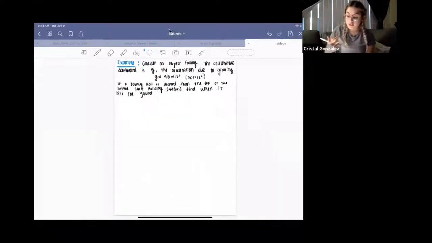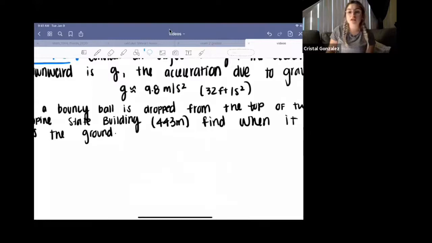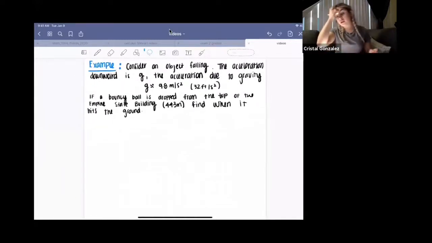And this is equal to, so I'm not sure if they put this in your textbook or not, but you should know this for your records, that gravity is approximately 9.8 meters per second squared.